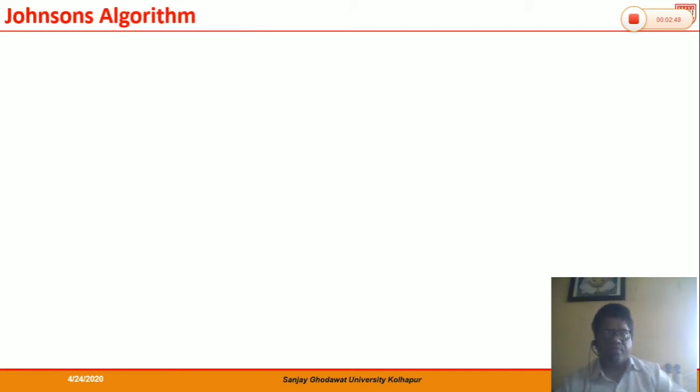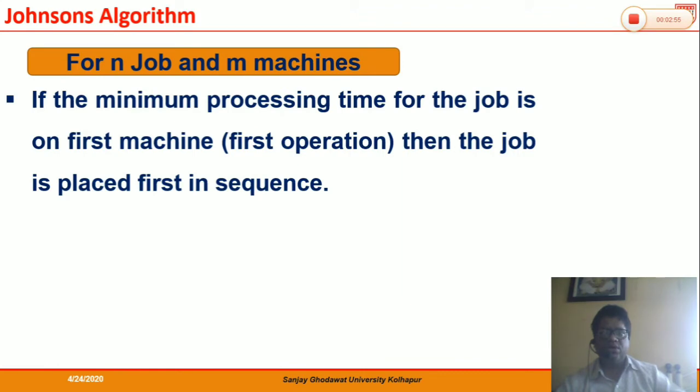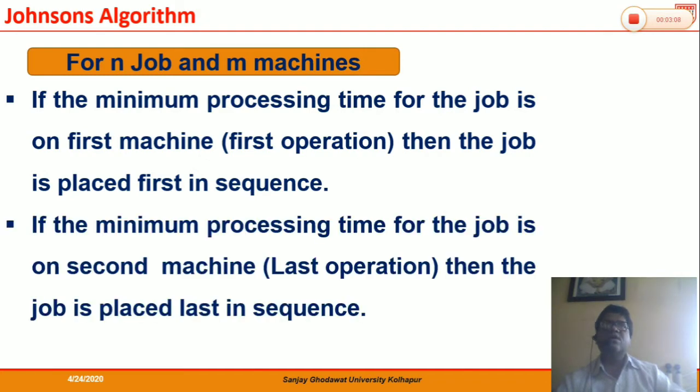Then let us study about Johnson, who has developed an algorithm for n job and m machine. What he has mentioned is that if the minimum processing time is for the first operation, we have to sequence that job first, and if the minimum processing time is for the last operation, then we have to place it last in sequence. Now let us try to understand this with an example.